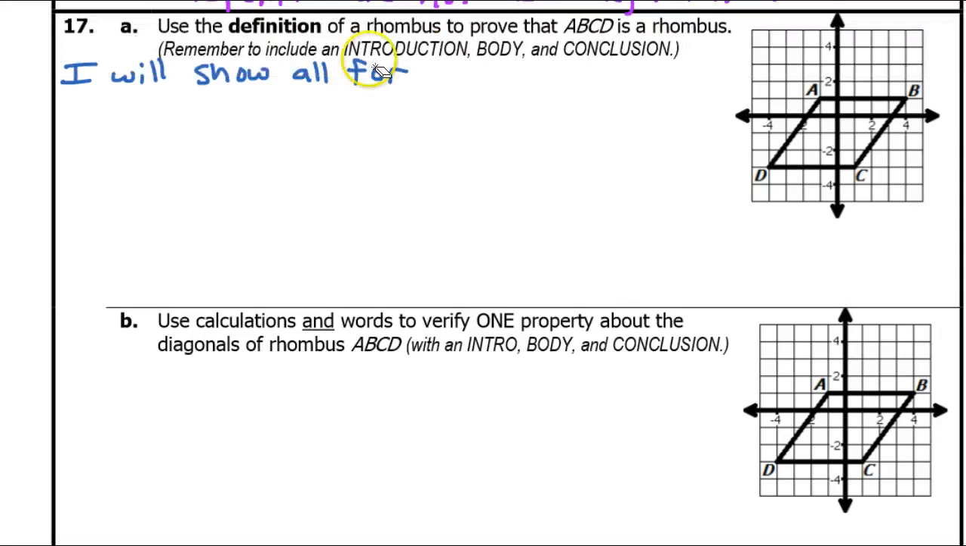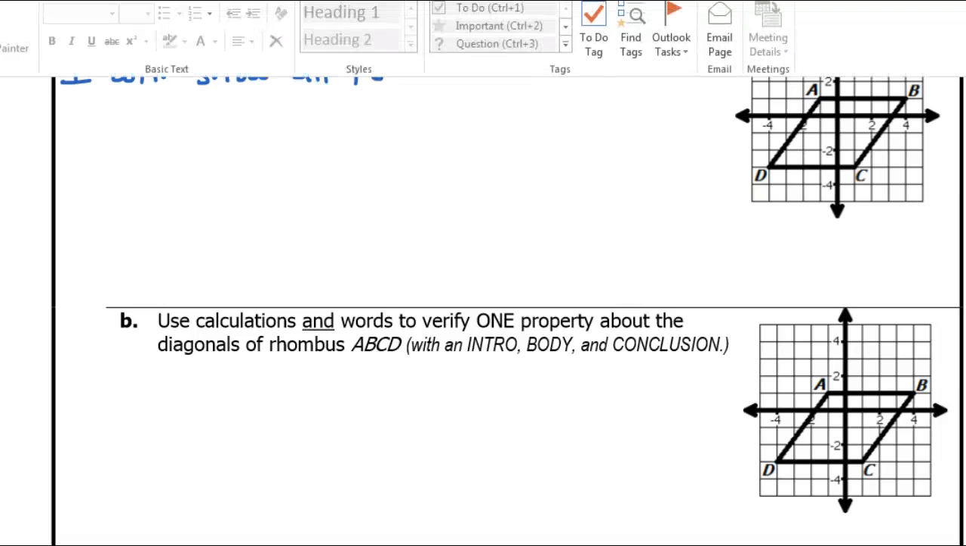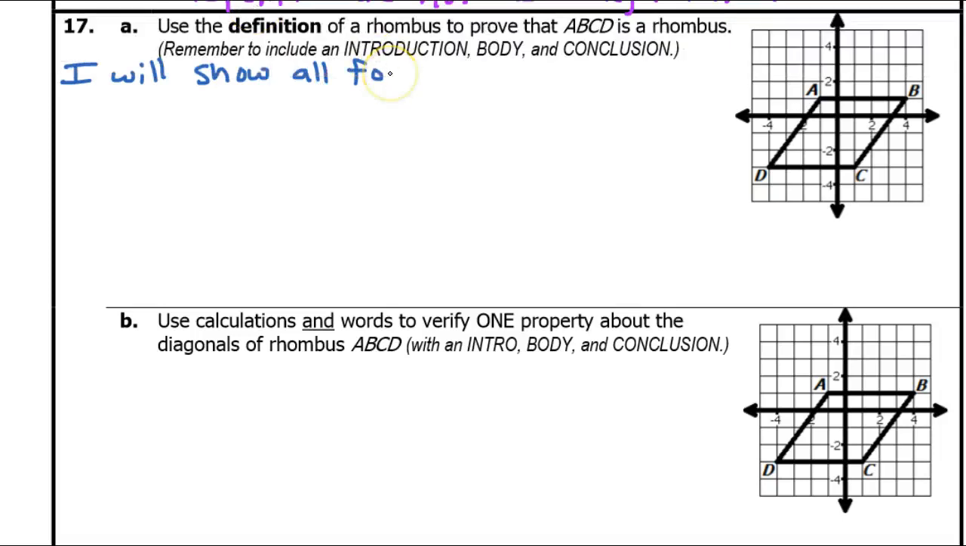I'm spelling the number 4 wrong. That's not a good sign. I will show all 4 sides congruent. That's my introduction. Now let's do those calculations. If I'm going to show the 4 sides congruent, I need 4 lengths.